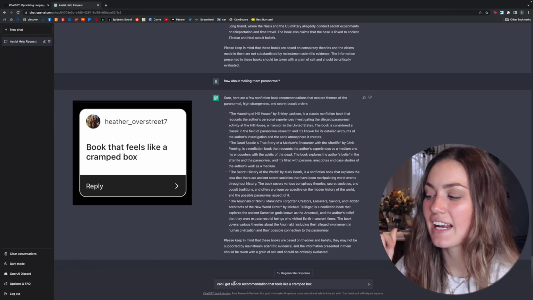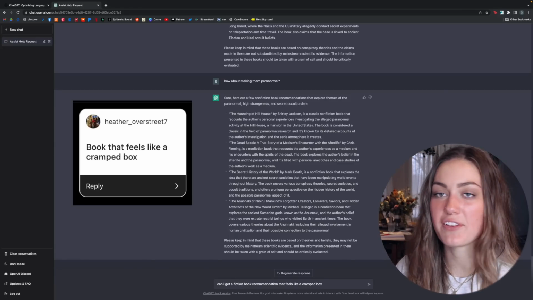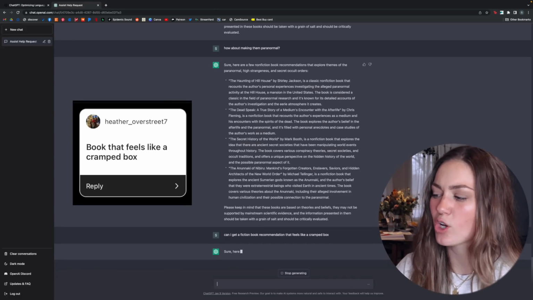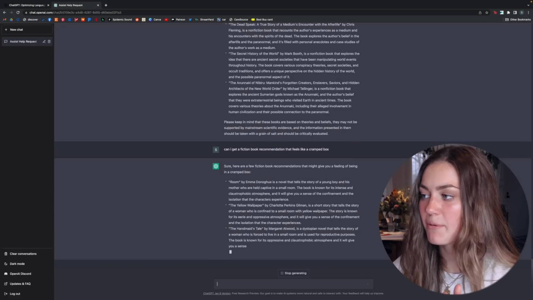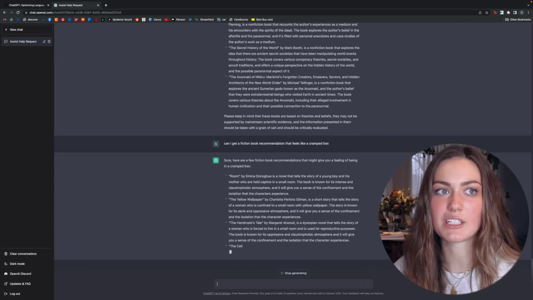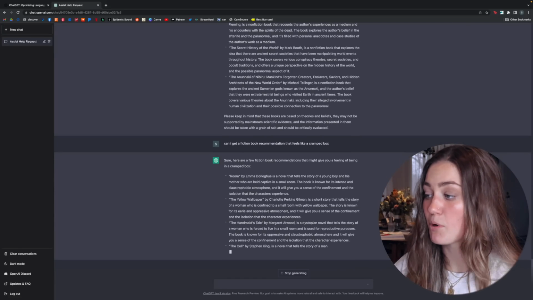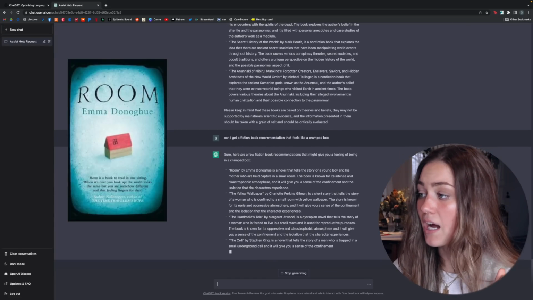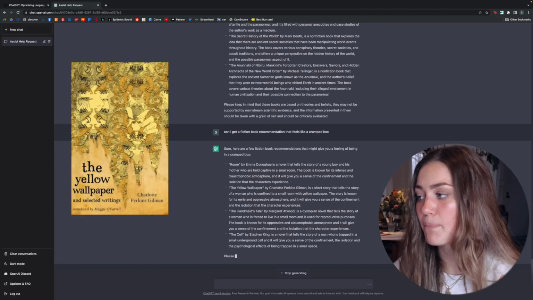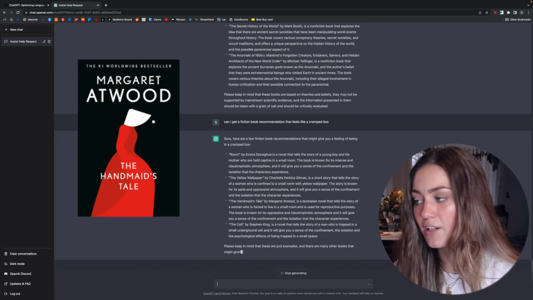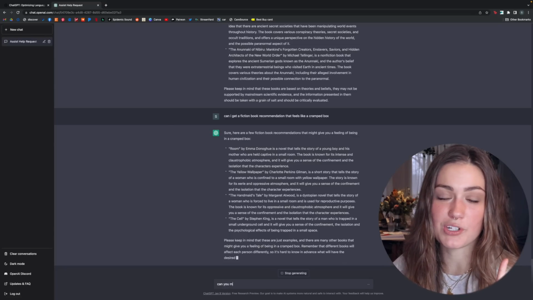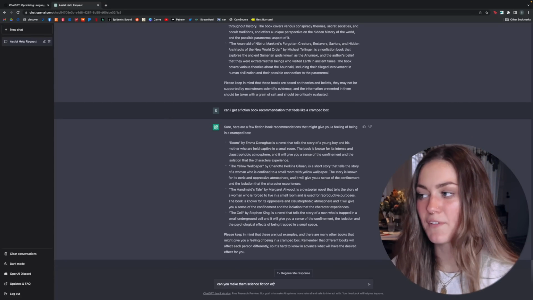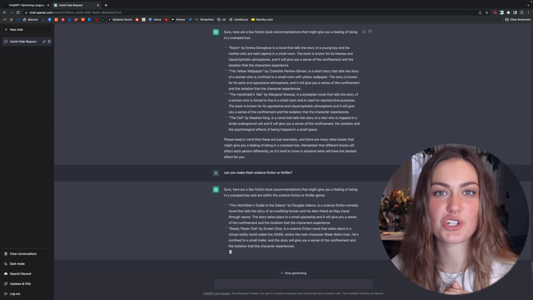Now we're doing, can I get a fiction book recommendation that feels like a cramped box? So like claustrophobia, right? So these recommendations are fiction, but they do seem a little bit more on the realistic side, at least most of them. So it's Room by Emma Donoghue, The Yellow Wallpaper by Charlotte Perkins Gilman, The Handmaid's Tale by Margaret Atwood, and The Cell by Stephen King. Now, I am wondering if we can get some more specific recommendations on science fiction or thriller.